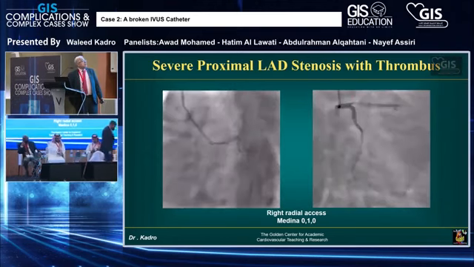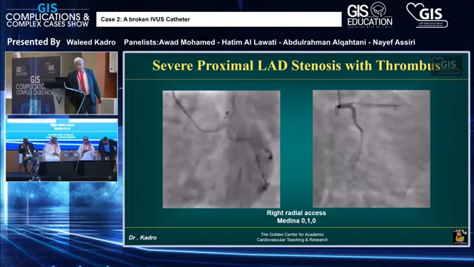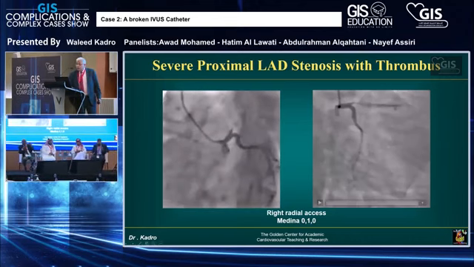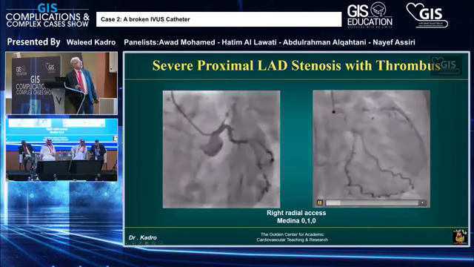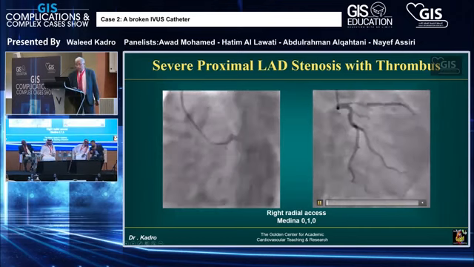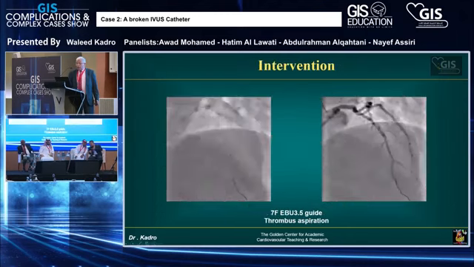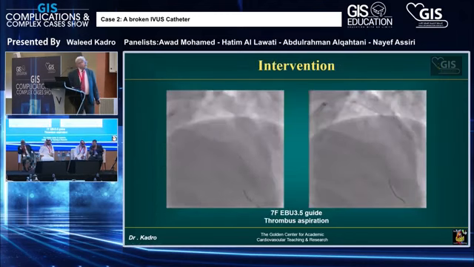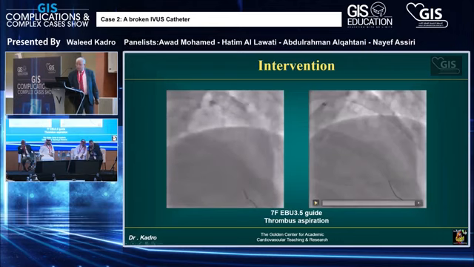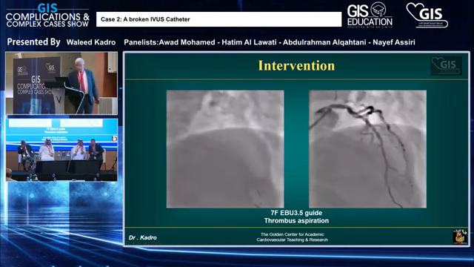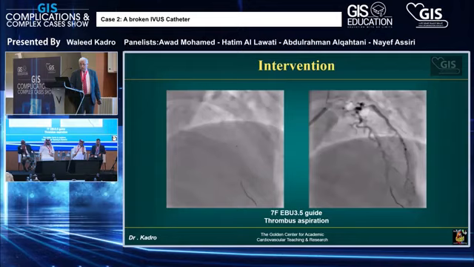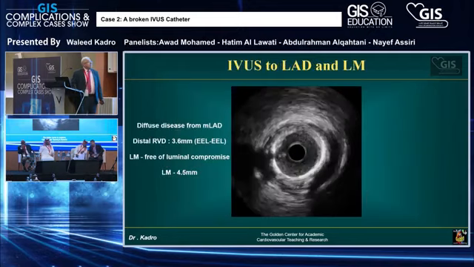But this is the angiogram. You see that there is a proximal LAD lesion, and in the other view, apart from the proximal LAD, there is thrombus burden. So quickly we placed the guiding catheter and did a quick aspiration, and after the aspiration we got better flow. The patient's chest pain subsided. So the plan was to finish with stenting.